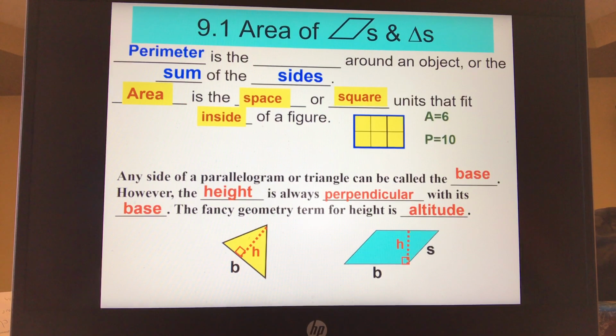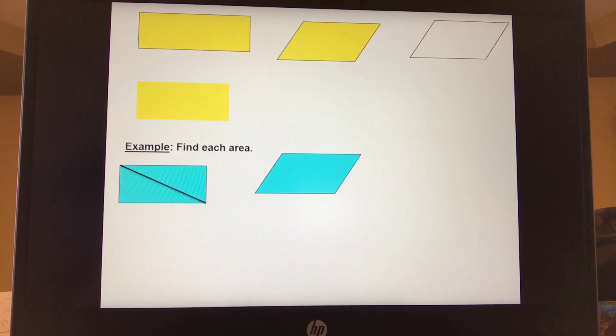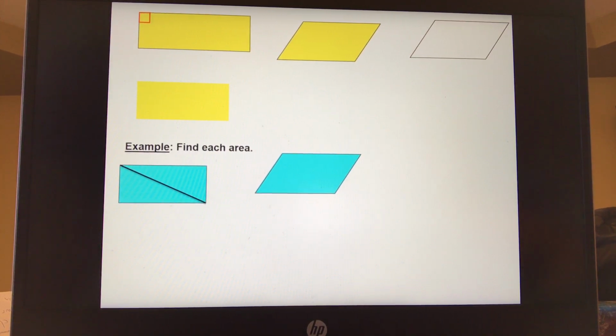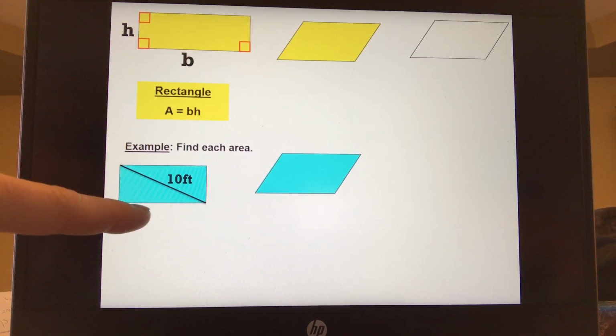So hopefully that makes sense. So I got a spot here to sort of jot down these three formulas. You know the area of that figure. This is called a rectangle if it has all right angles. You know that area is just base times height. Nothing new for that one. And I'll give you an example that goes with it.